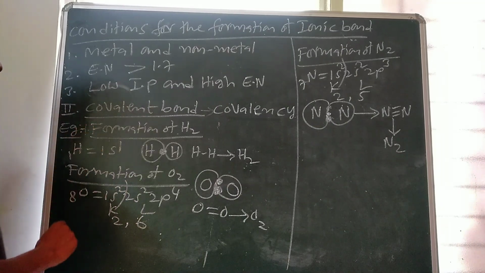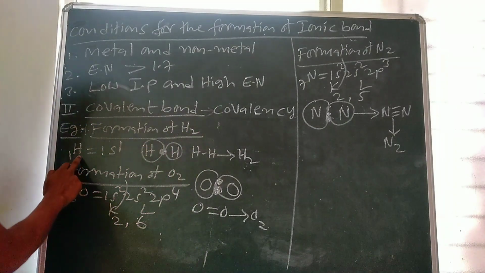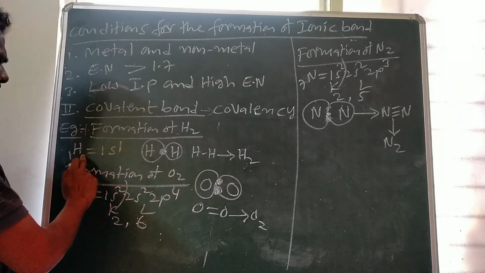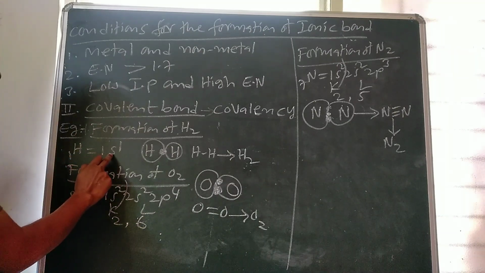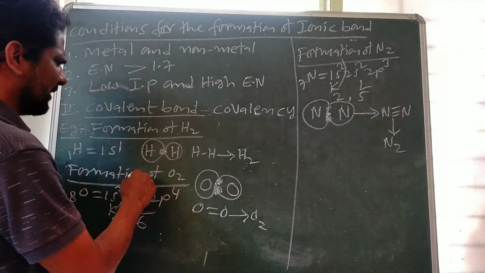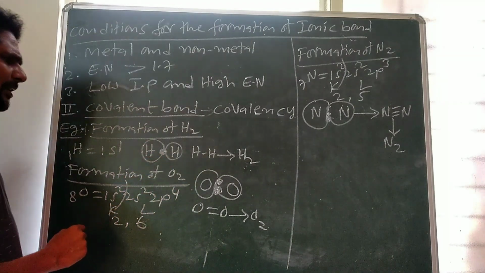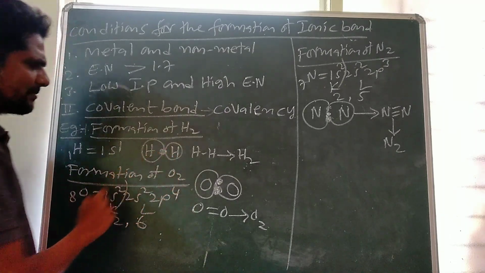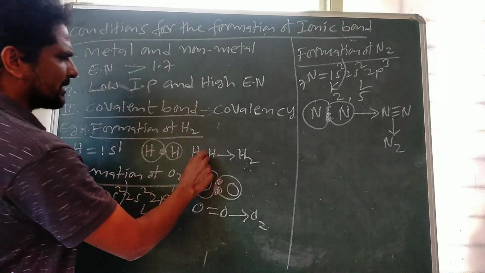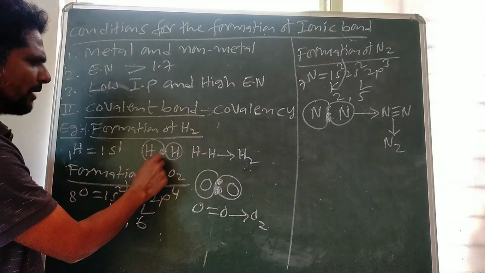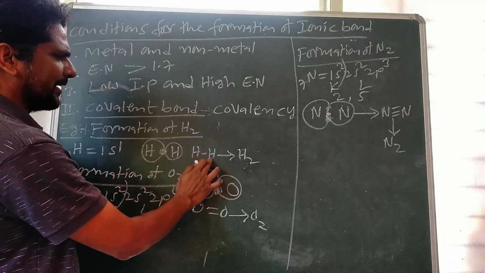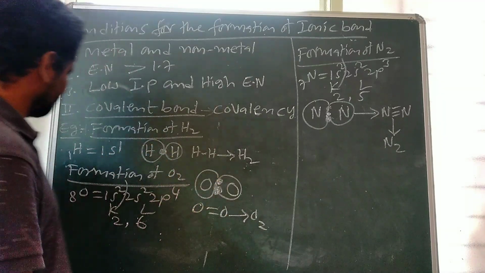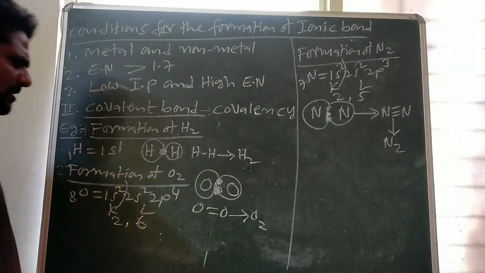First one, formation of the hydrogen molecule. Hydrogen has atomic number 1, electronic configuration 1s1. Another hydrogen also has 1 electron in the 1s orbital. To get stability, each of the 2 hydrogen atoms requires 1 electron. So this single electron is mutually shared between the 2 hydrogen atoms. That's why a single bond is present between 2 hydrogen atoms in a hydrogen molecule.